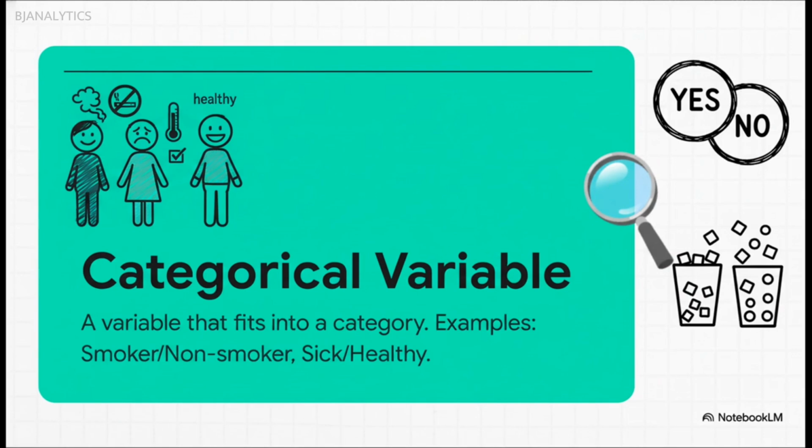Next up, what kind of information, what clues are we collecting? Well, one type is a categorical variable. This is data that fits neatly into boxes or categories. Think of it like a checklist. Are they a smoker or a non-smoker? Are they sick or are they healthy? It's one or the other.